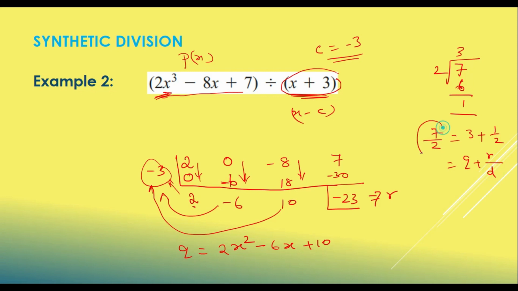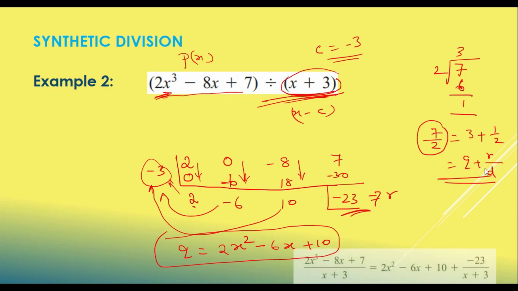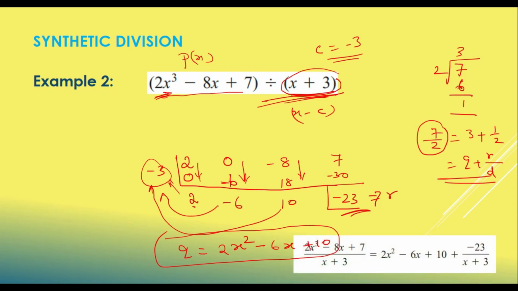So any rational expression can be written in this form: q plus r over d. q is the quotient, r is the remainder, d is the divisor. So the divisor is x plus 3 in this case, the remainder is minus 23, and the quotient is this one. When you use all the information in this rule, you get this. You see?